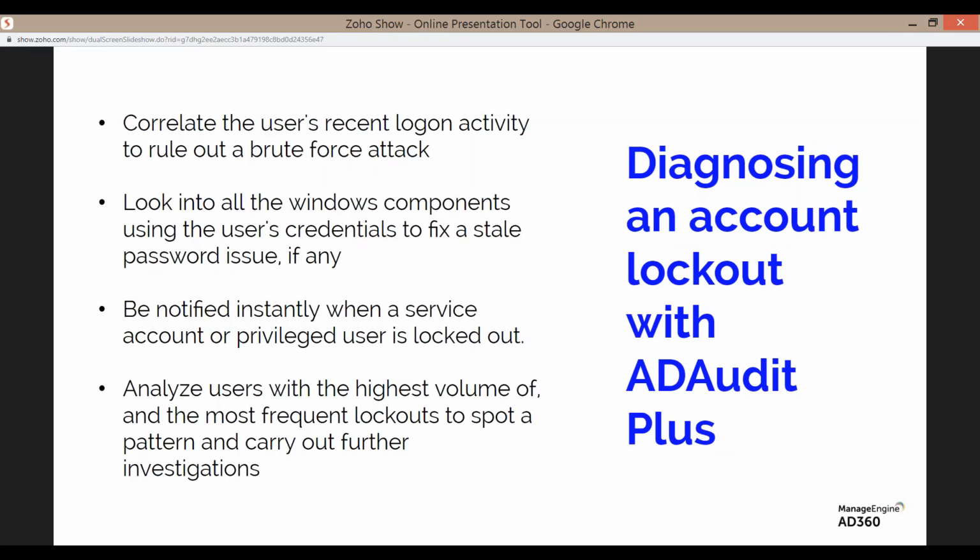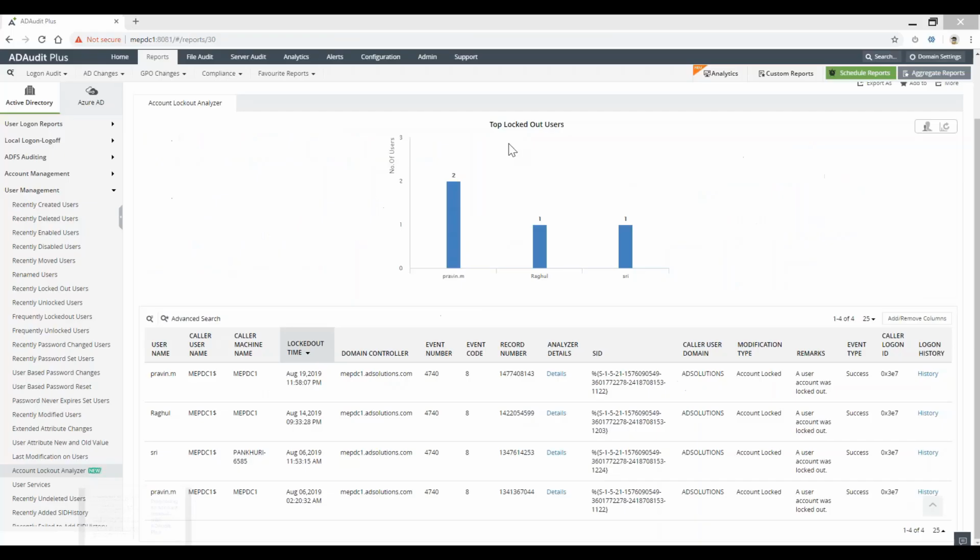So how do you get instantly notified when a privileged account is locked out? How would you get instantly notified when there are high volumes of logon failure? You could set alerts in the tool. The tool is dynamic in that aspect. I'm going to quickly show you how to go on and configure an alert.